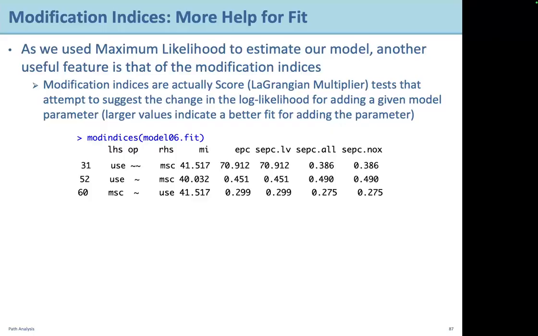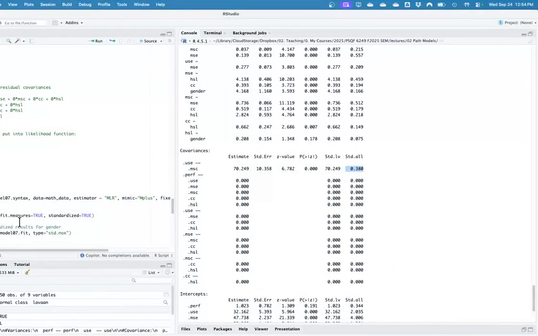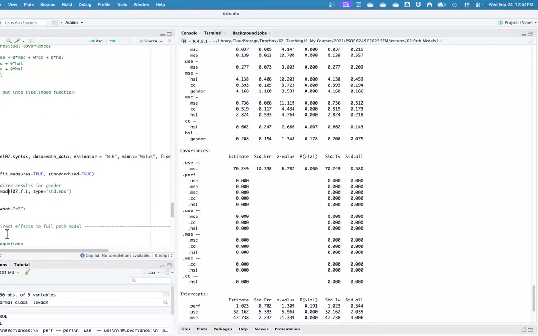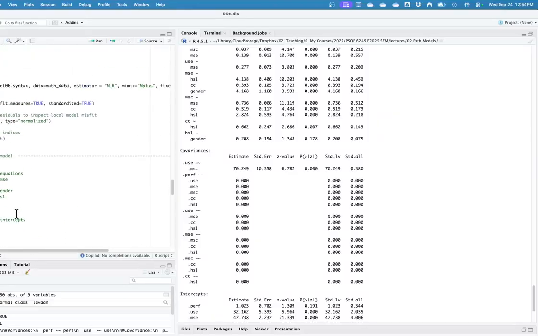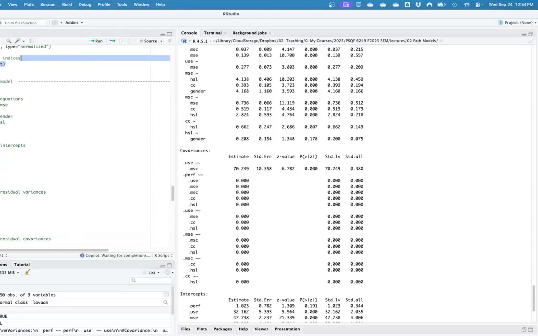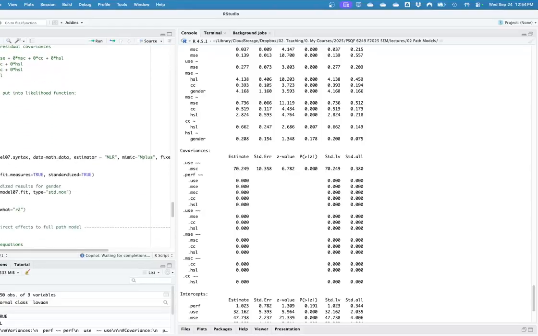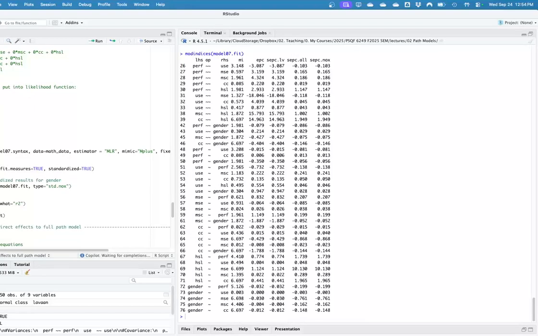Does that make sense? That's a bit better to me because you're right. We get so many modification indices. Let me see if I can display them. Here they are. Let me grab the modification indices for model 7 here. Look at all those, right? It's a lot, right? And then we could order it by size.